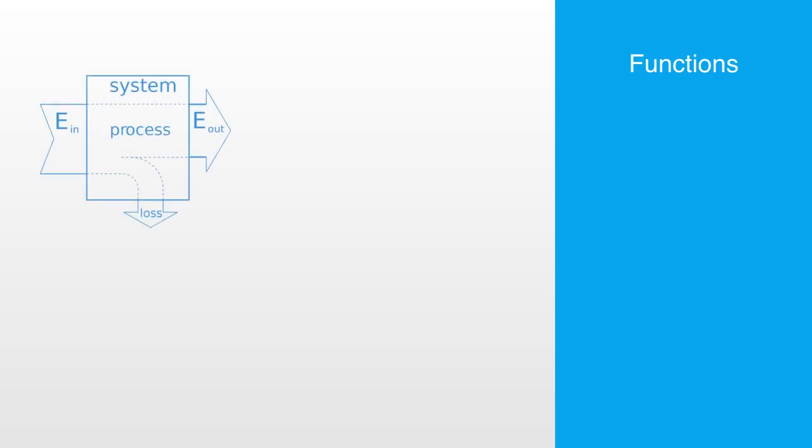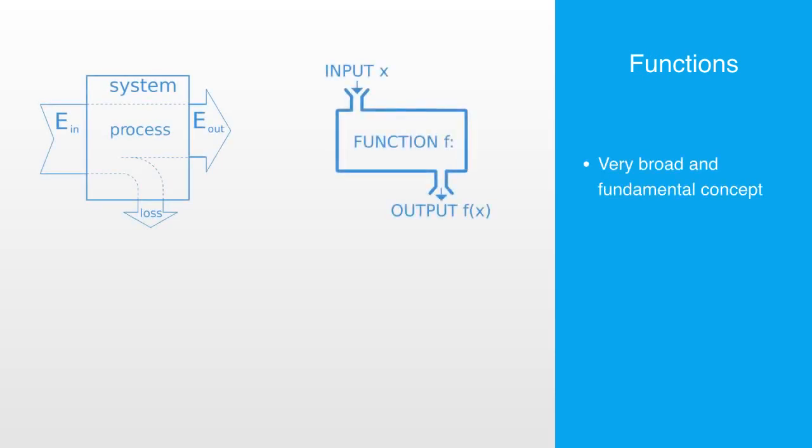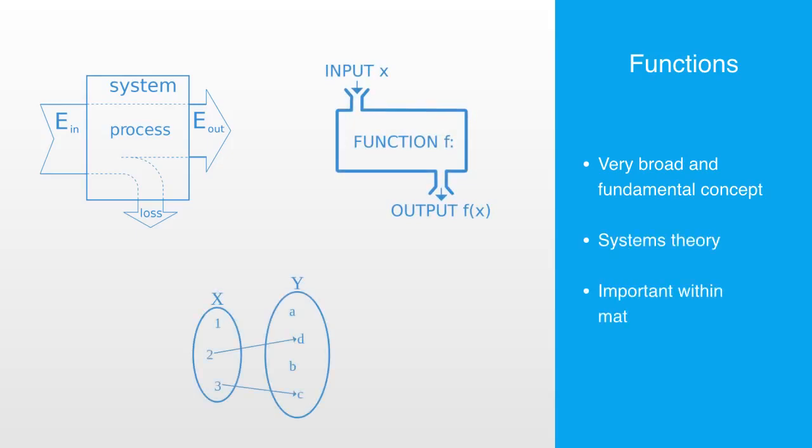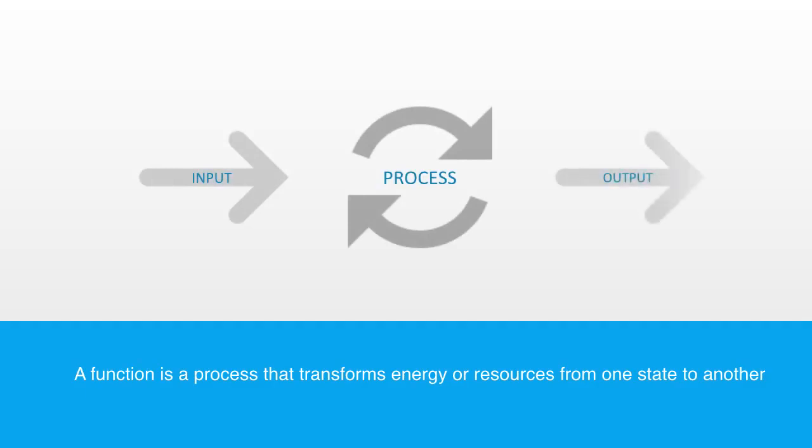A function is a very broad and fundamental concept that is central to systems theory. It is also used in many different domains, being particularly important within mathematics and engineering. Put simply, a function is a process that transforms energy or resources from one state to another. So there are three key things to note in this definition. We have a set of things that is the input, we have a process that changes these things in some way, and we have an output.